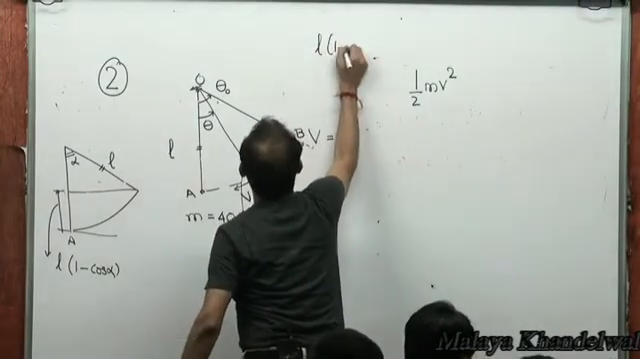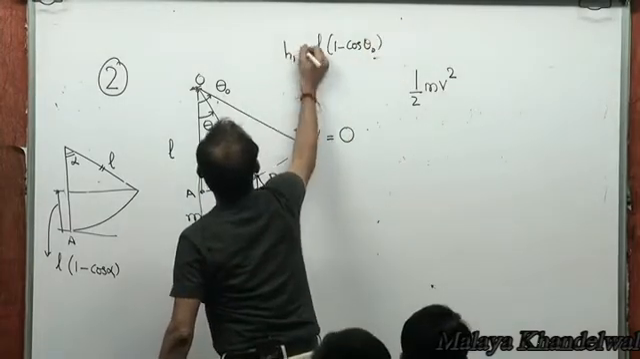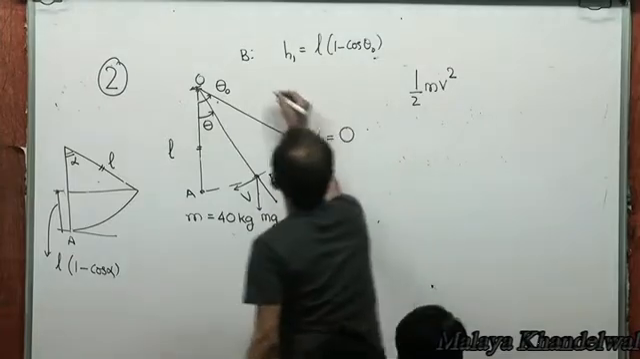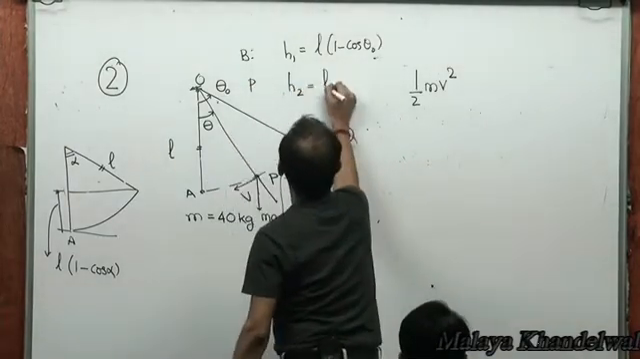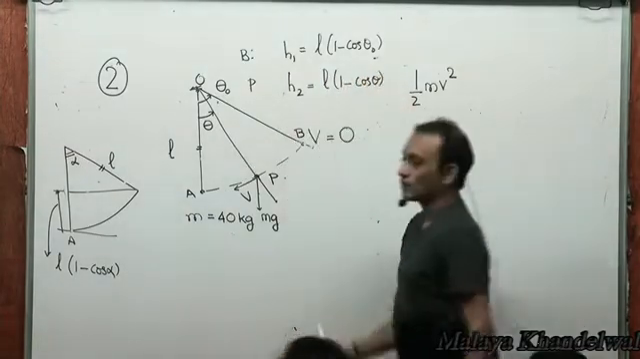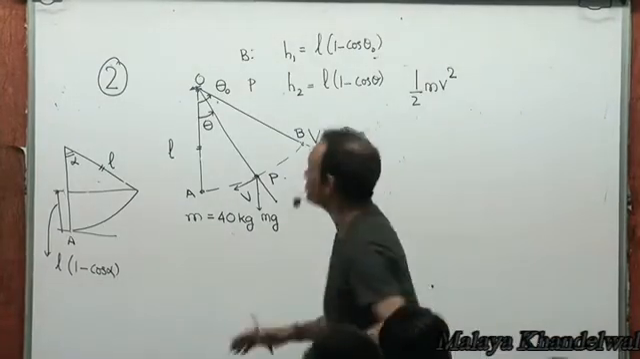L into 1 minus cos theta naught. That's the elevation for B, right? Elevation for P, H2, is L into 1 minus cos theta. There is loss in elevation. Loss in elevation is H1 minus H2, right?